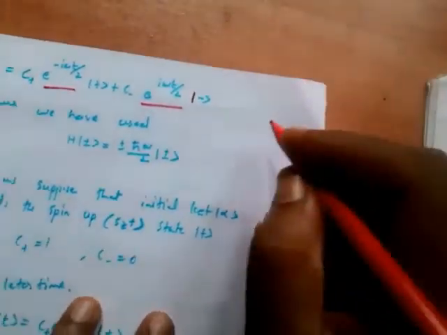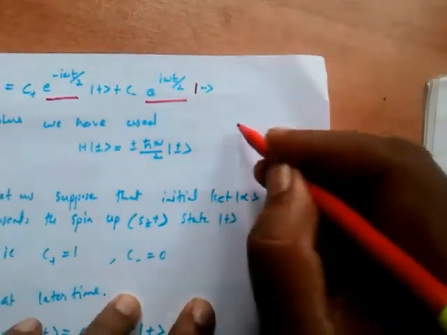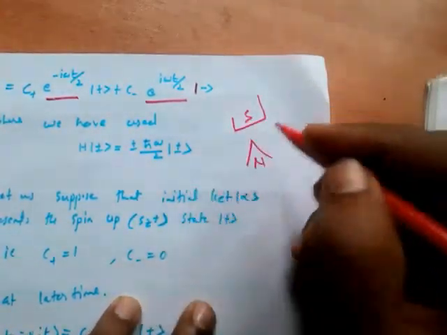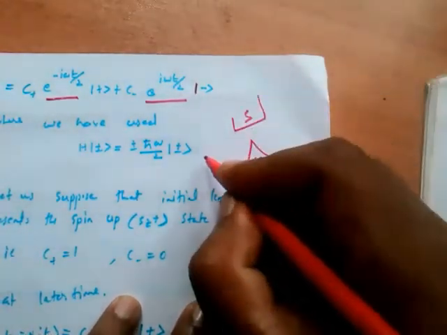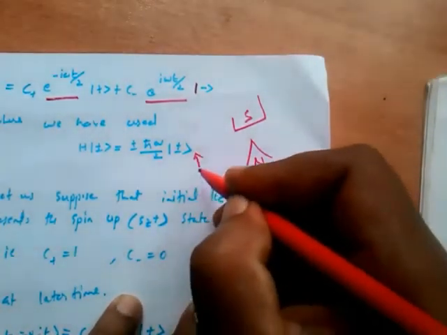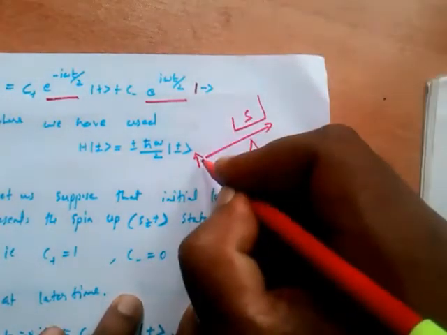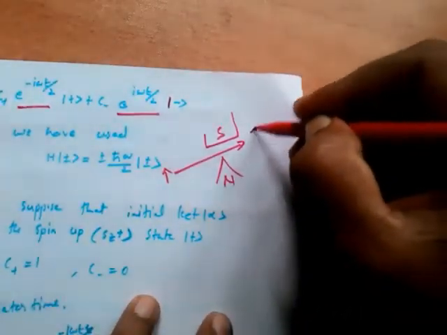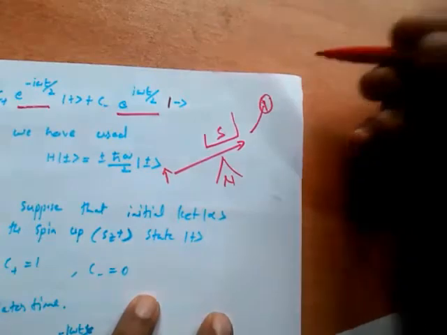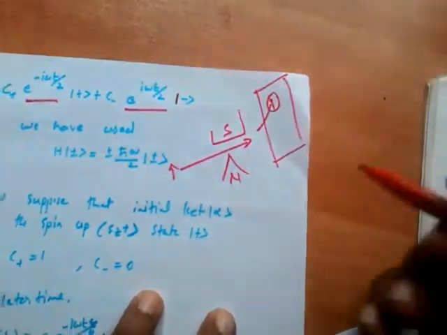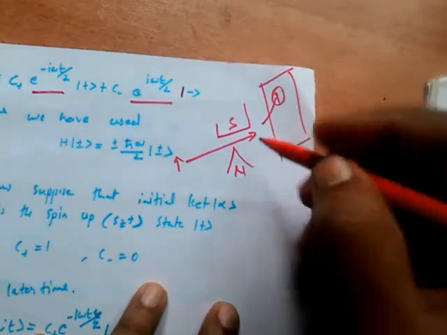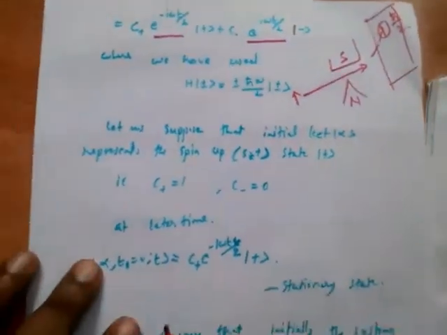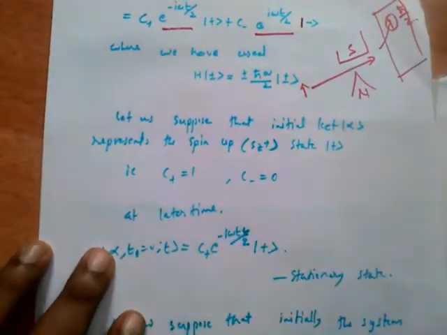That means in our Stern-Gerlach experiment, with the North Pole and South Pole, we are sending a silver atom already oriented in the Sz direction. Surely we know this will go in the upward direction on the screen. It will not go in the downward direction. It will take only plus h cross over 2. That means c plus equal to 1 and c minus equal to 0.